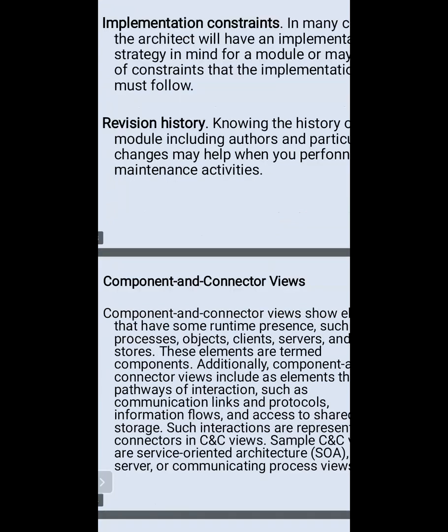So that means these are also constraints we can consider. And another one is the revision history. That means what we have performed up to now, which type of things we have done. Those we are able to identify by using the revision history.